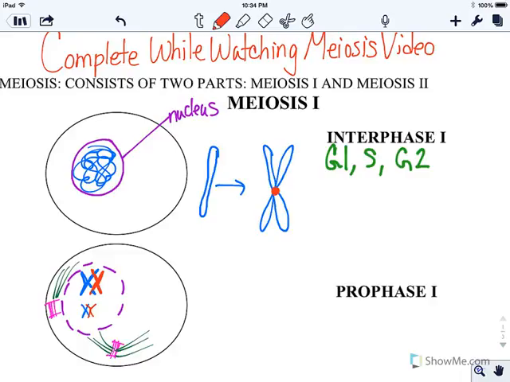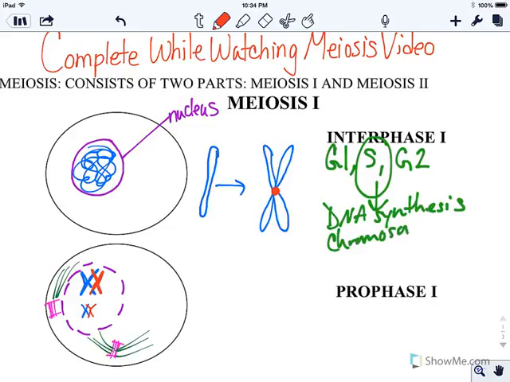If I look during interphase, we start off at the cell. It has the nucleus. We've got uncoiled DNA, so it's not visible underneath the microscope. And the most important part here is I'm looking at what's happening during the S phase. And during the S phase is where we have DNA synthesis. That's why it's called the S phase. So our chromosomes are doubling, or they duplicate.